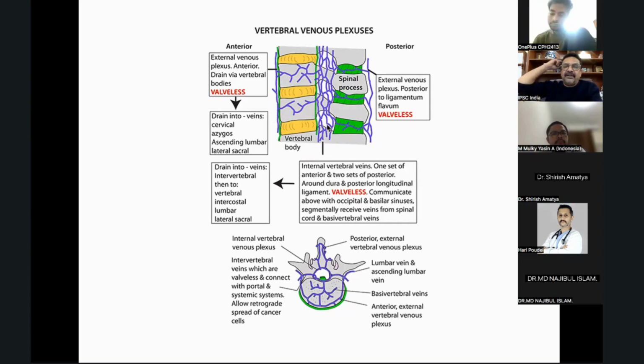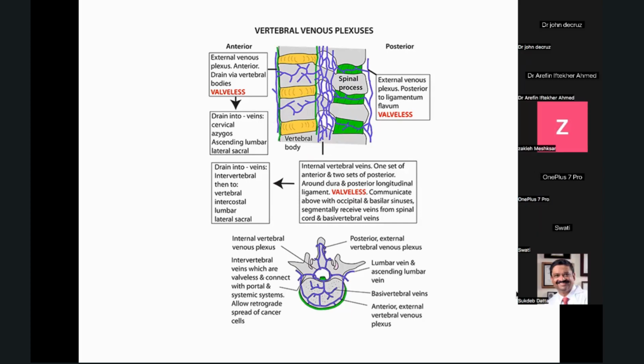What is important is that these are the valves. Somebody is not muted. Please mute yourself.